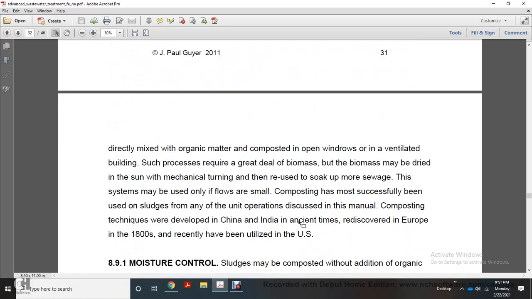Such products require a great deal of biomass, but biomass may be derived in the sun, mechanically turned to reuse, soaking up more sewage. This system may be used only as flows are small. Composting must be successfully coordinated between the use of sludge and any of the unit operations discussed in the manual. Composting techniques were developed in China and India in ancient times, rediscovered in Europe in the 1800s, and recently have been utilized in the United States.